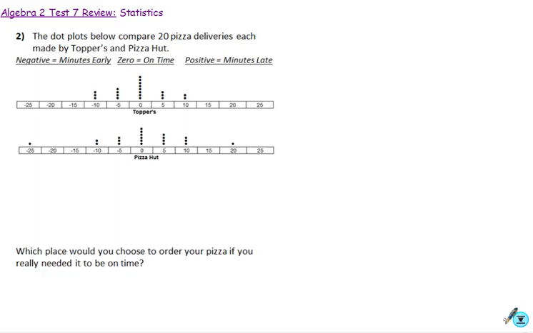Number 2 shows two dot plots that compare 20 pizza deliveries, each made by Toppers and by Pizza Hut. So the dot plots are already drawn for us. We don't have to do that part of it. Our job is to interpret what the dot plots are saying, right?